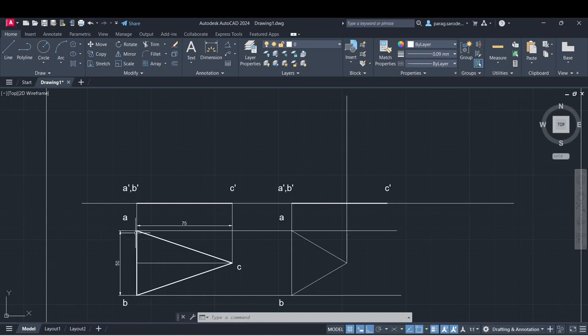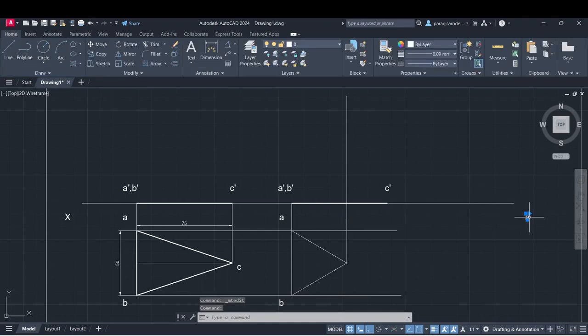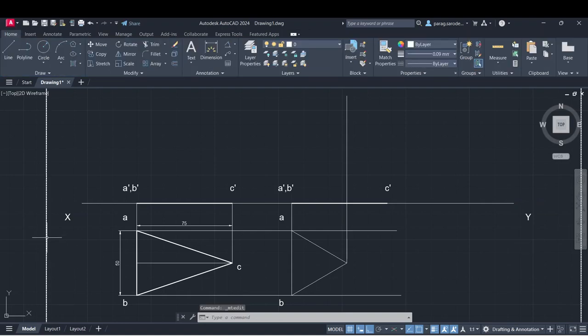Now from A, B we project it on the XY line, and from C we project it to the XY line. Okay, I have not named this as XY. Just to show you, this is XY. So this is our X point. This is our Y point. Okay, so once we move it on the XY, what are we going to get?